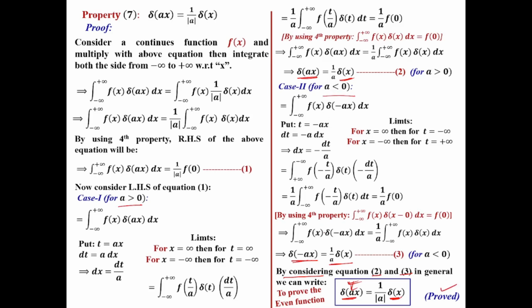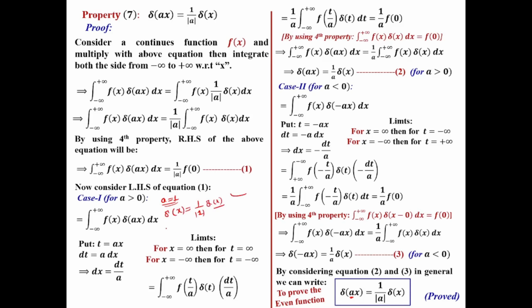And one interesting thing you can observe here is that by using this property we can easily prove that the delta function is an even function. By substituting a equal to 1, if I consider a equal to minus 1 in the seventh property, that means delta(x) will be equal to 1 by mod minus 1 times delta(x).